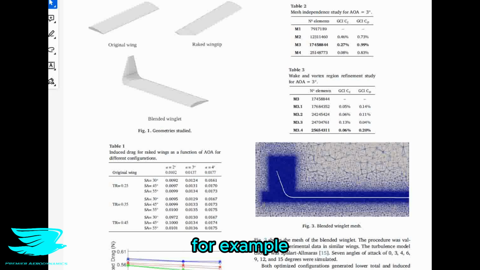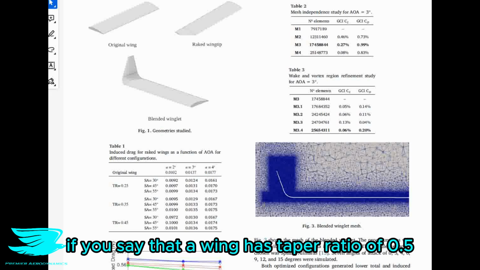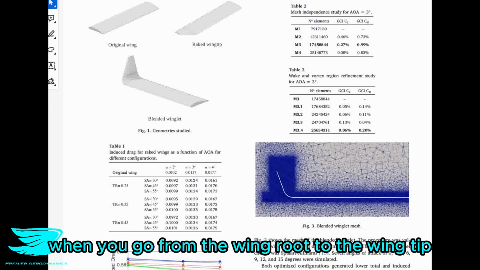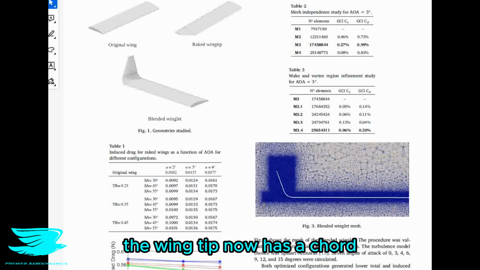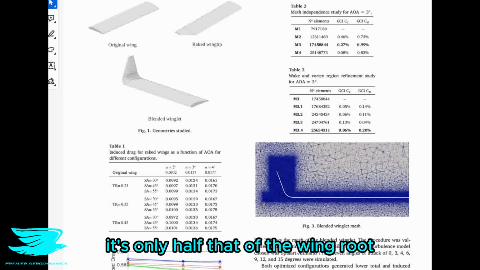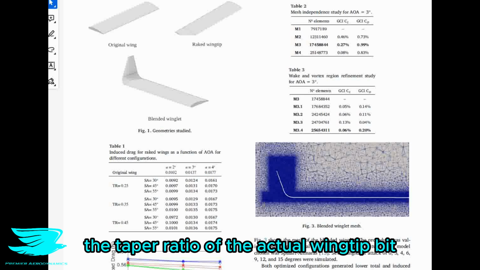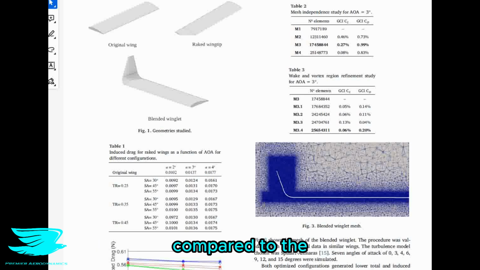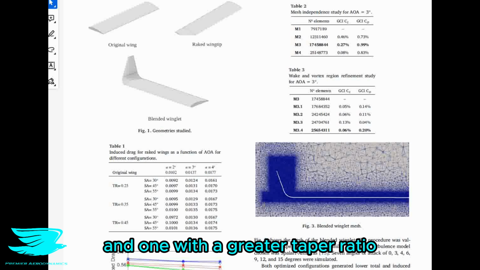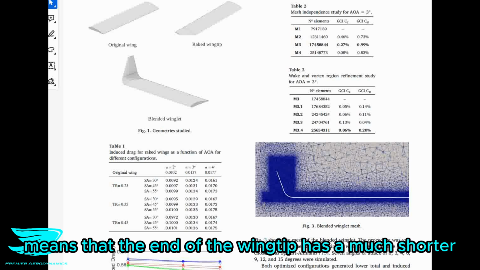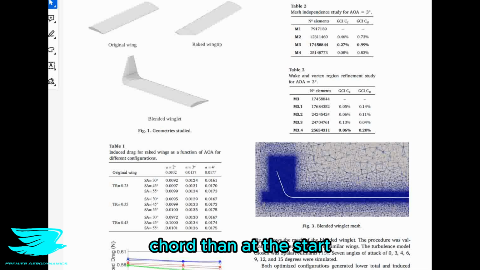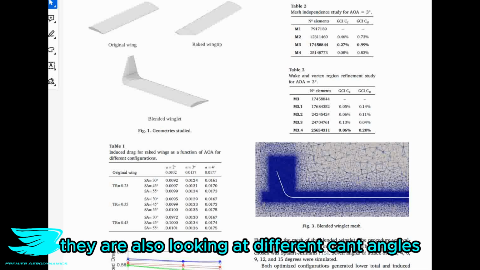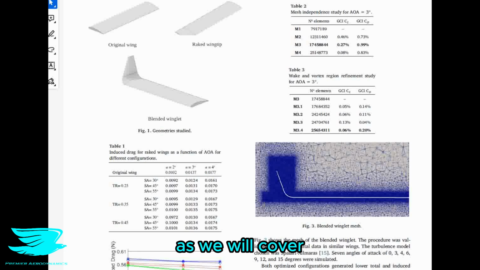For example, if a wing has a taper ratio of 0.5, it means that when you go from the wing root to the wingtip, the chord is only half that of the wing root. And they're saying here the taper ratio of the actual wingtip bit, so the start of the wingtip compared to the final bit of the wingtip. So in table 1, we see the raked wingtip, and one with a greater taper ratio means that the end of the wingtip has a much shorter chord than at the start. And as I mentioned, in addition to that, they're also looking at different cant angles, as we will cover.